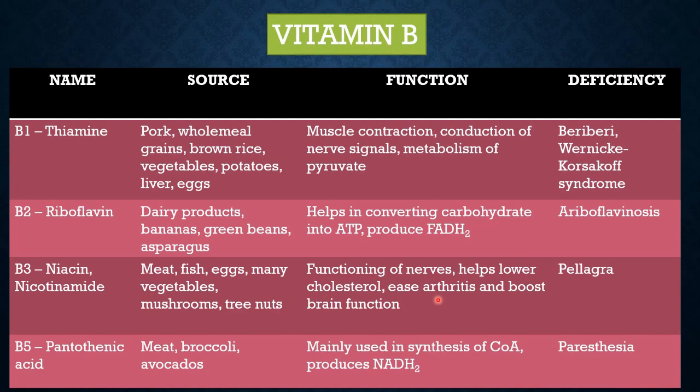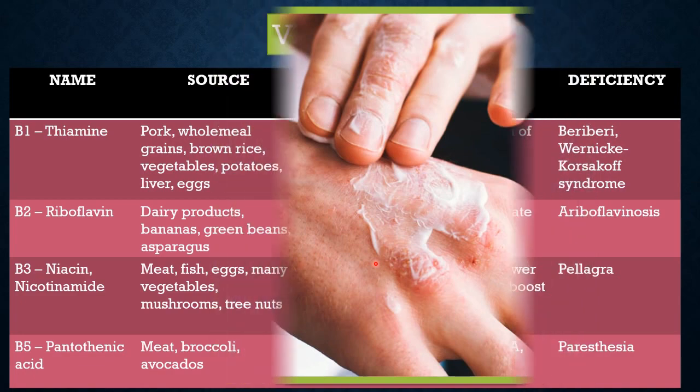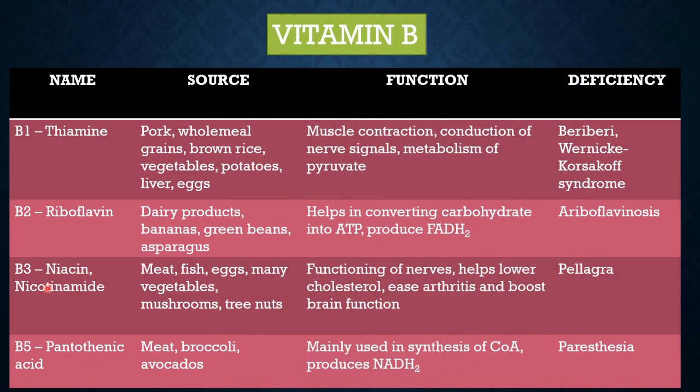The deficiency of vitamin B3 leads to a condition called pellagra. Pellagra is an inflamed skin. You can see the inflammation of the skin, and you can see the spots here. The inflammation of the skin will lead to diarrhea and soreness in the mouth. All are associated with vitamin B3 deficiency.